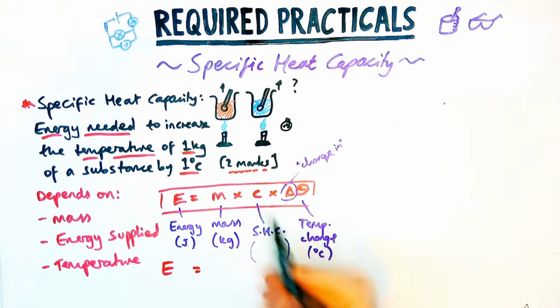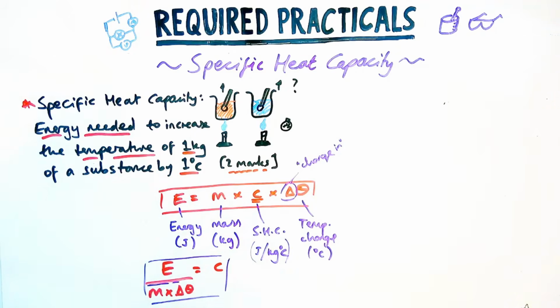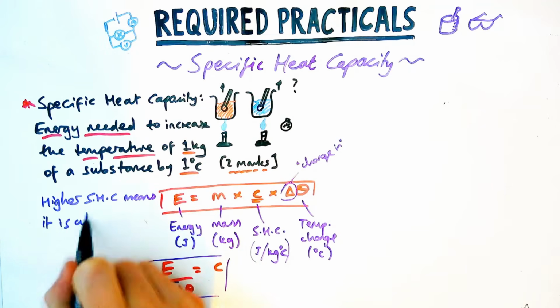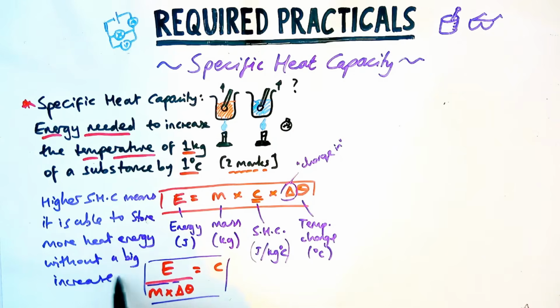Now, if you know the units for the other 3 things, which are relatively straightforward, you should be able to figure out the units for specific heat capacity. If you can rearrange the equation, it's energy in joules divided by mass in kilograms, and then temperature in degrees. So it's one of those units you can figure out if you get stuck in the exam. Now, what it means, and you might be asked to apply this in an exam, is that a higher specific heat capacity is able to store more heat energy without a large increase in temperature. So essentially, if it doesn't increase in temperature that much, it has a higher specific heat capacity. And a lower specific heat capacity means it doesn't take much heat for its temperature to increase.